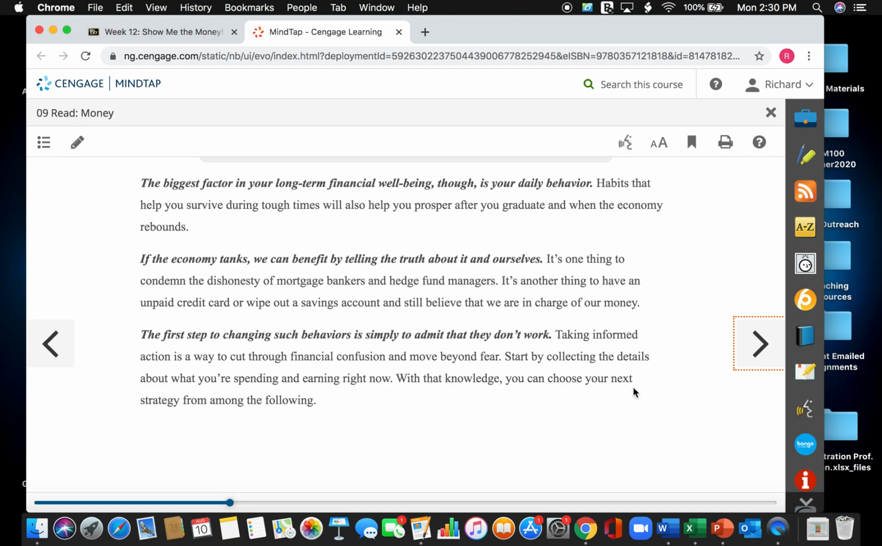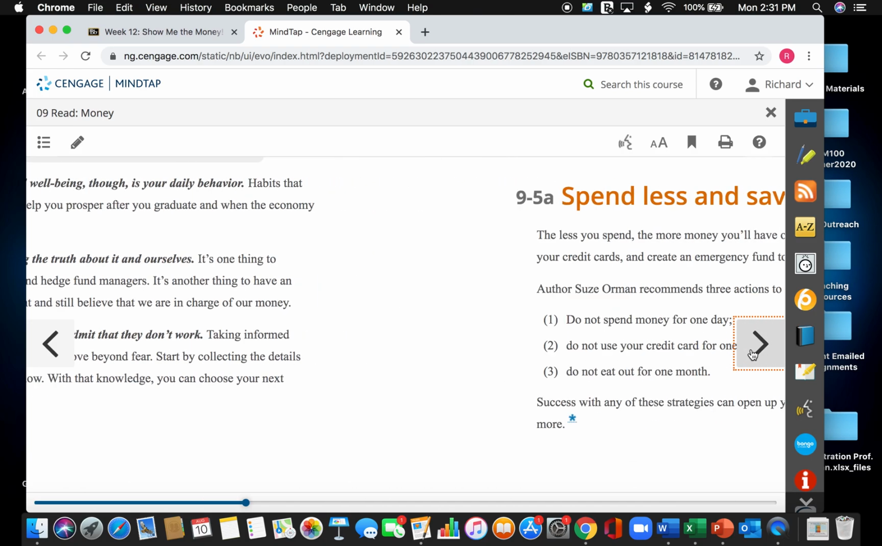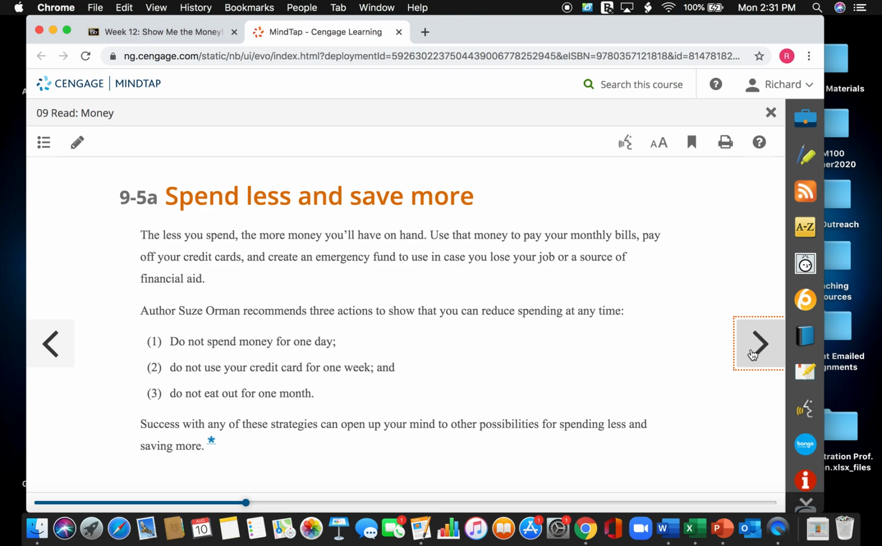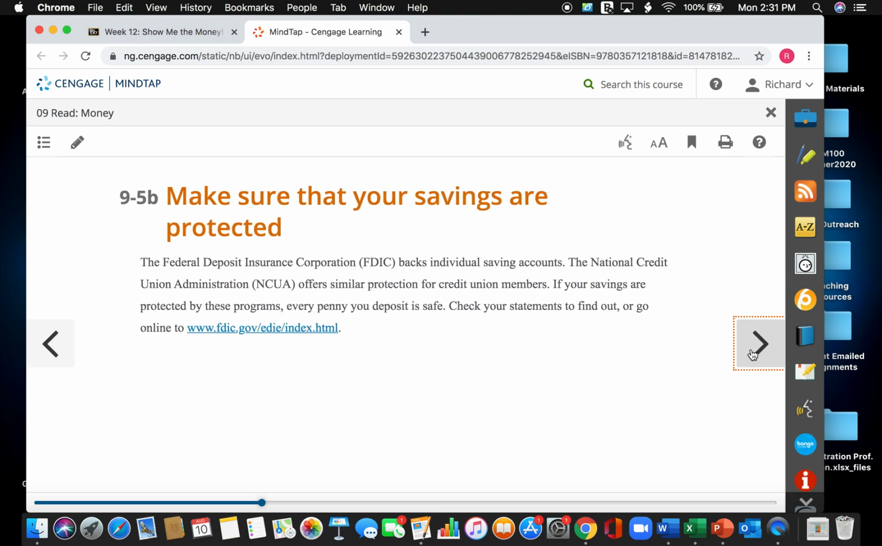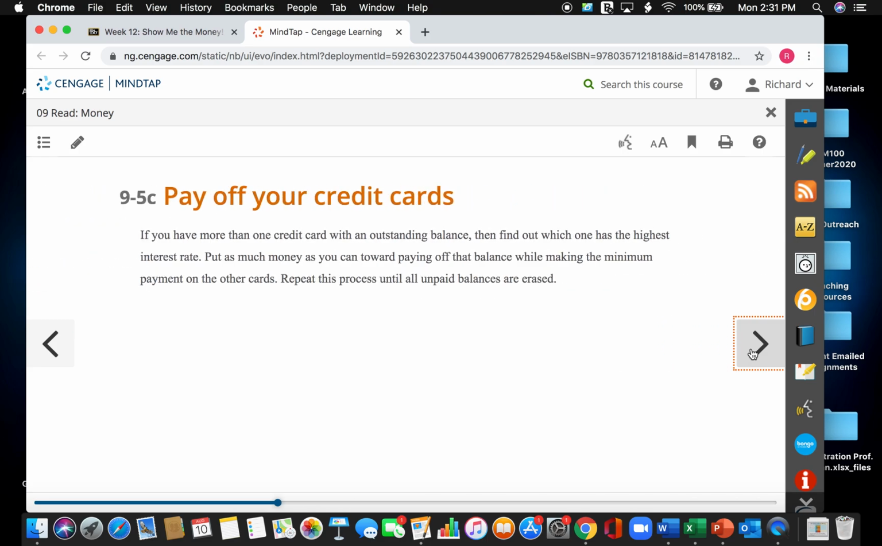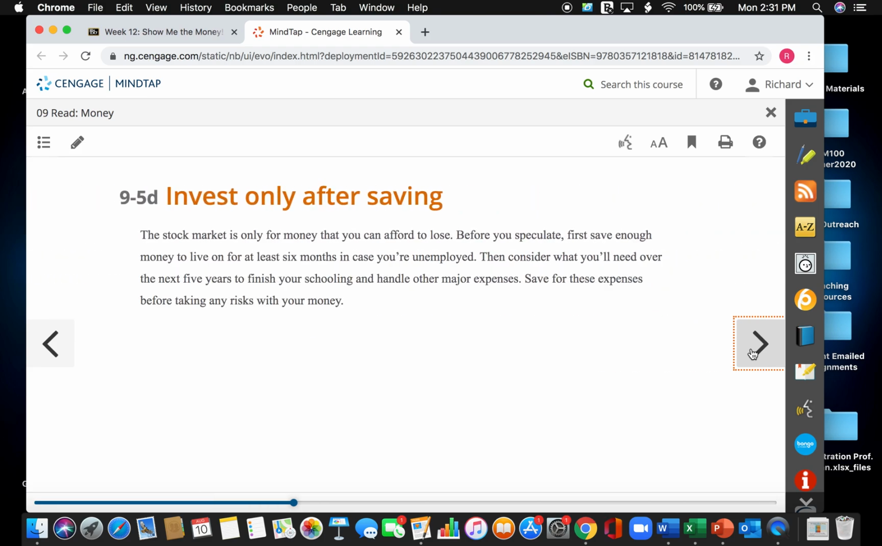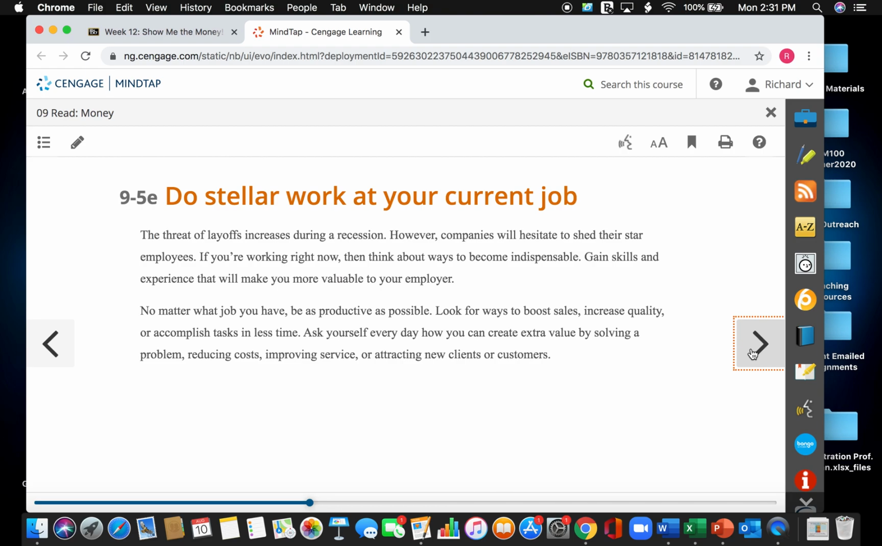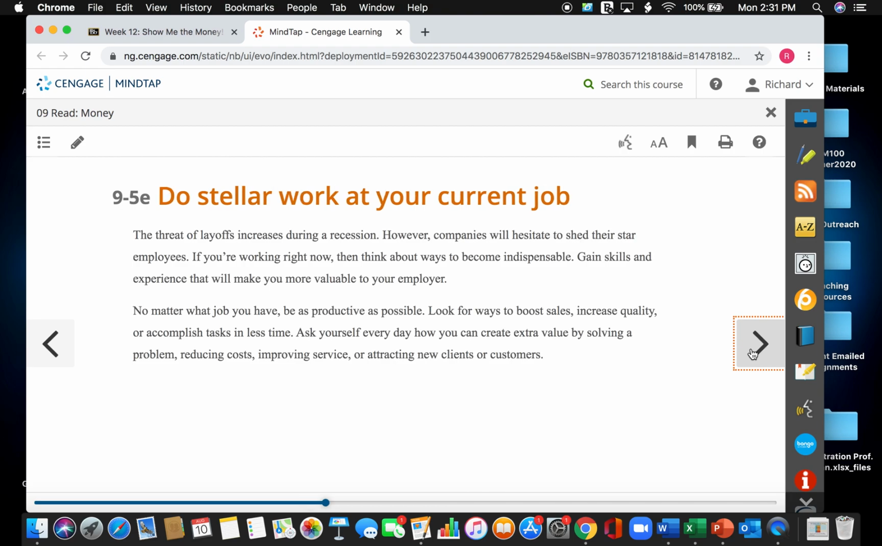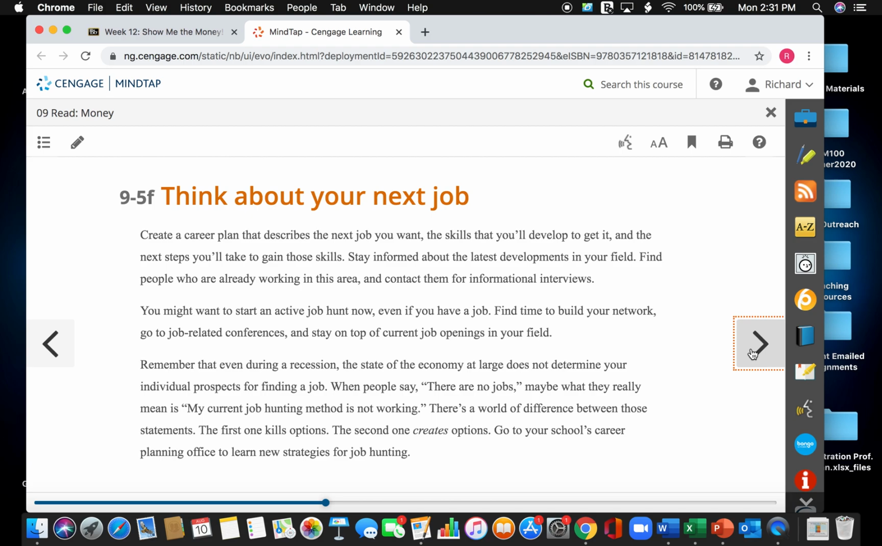Start by collecting the details about what you are spending and earning right now. With that knowledge, you can choose your next strategy from among the following. You can spend less and save more. Make sure that your savings are protected. Pay off your credit cards. Invest only after you've saved. Do stellar work at your current job. Think about your next job.